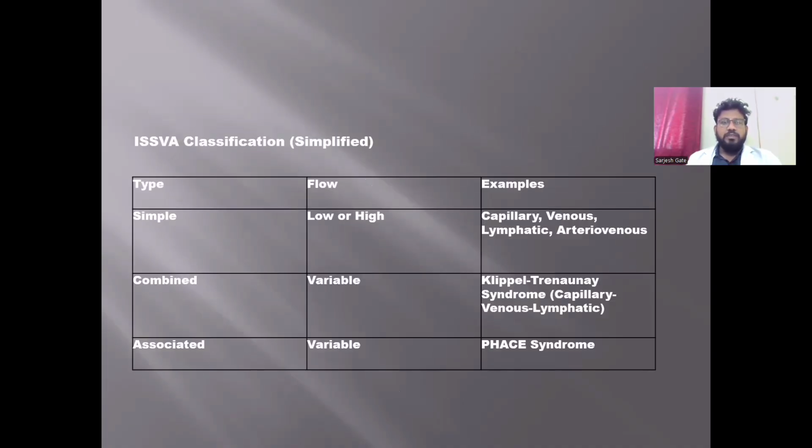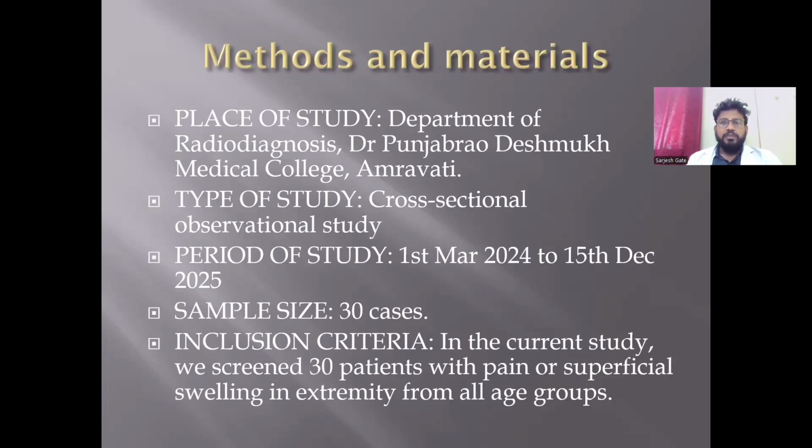Now, ISSVA classification. Types: simple, combined, associated. In simple, there is low or high flow. Examples are capillary, venous, lymphatic, or arteriovenous malformations. Combined type flow is variable. Example, Klippel-Trenaunay syndrome. Associated type flow is variable. Example, FAST syndrome.